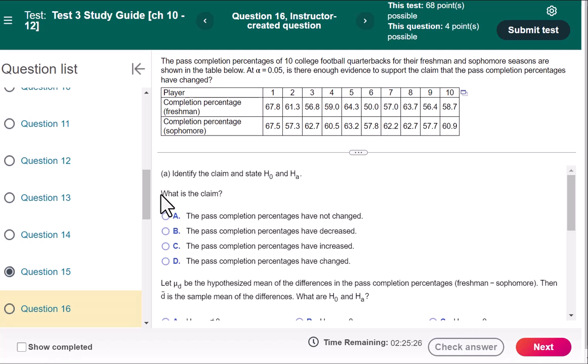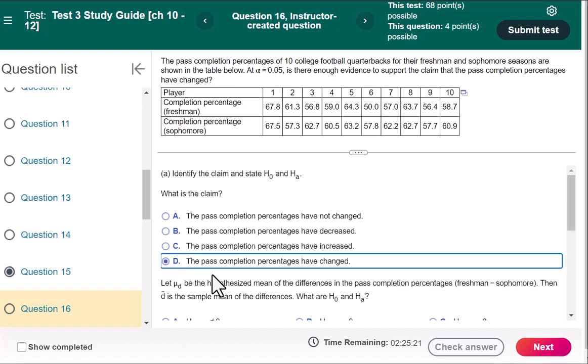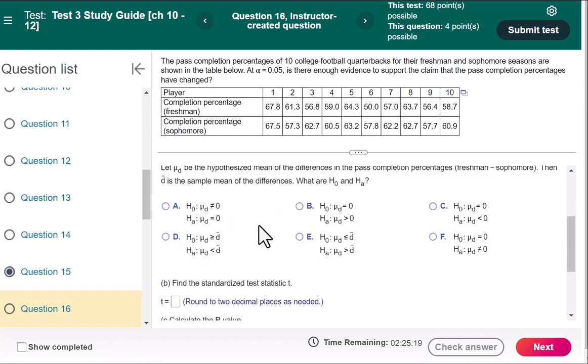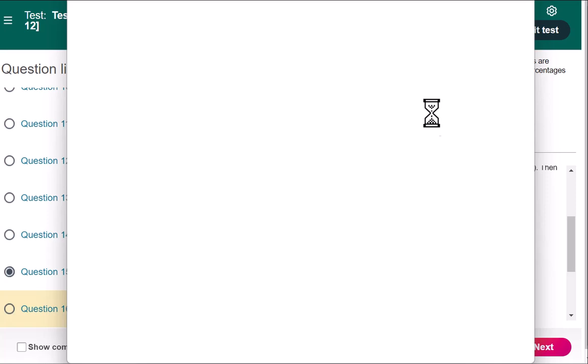I'm going to show you how to use StatCrunch to do this. The pass completion rate percentage have changed. This is the claim. And you see, you do the mean of the difference. So you subtract freshman minus sophomore, and you test it against 0. And because he says have changed, meaning different, you just use the different from 0 sign. So it will be this one right here. Null hypothesis will always be the equal sign. Now, how do you find the test statistic? Let me show you how to use the calculator.